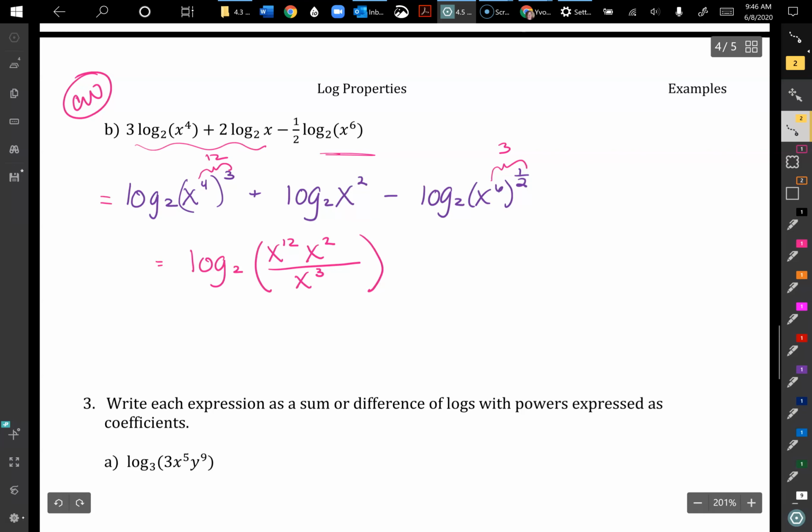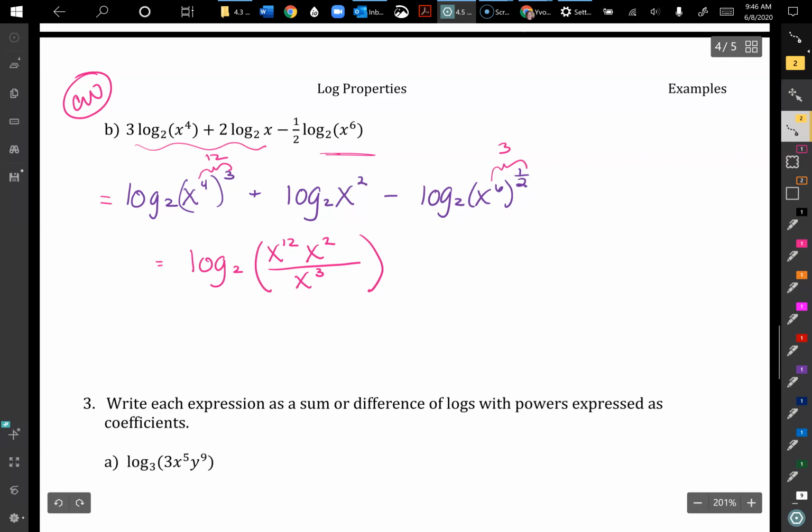Then I have plus log base 2 of x squared, so that just came up there, and then this half will be an exponent on log base 2 of x to the 6th to the half, so that becomes x to the 3rd. So now we're going to compress that and use our difference to quotient property. So we have log base 2. Then we have the x to the 12th in the numerator. X squared is in the numerator because those are positive. Then we have the minus log base 2 of x to the 3rd.